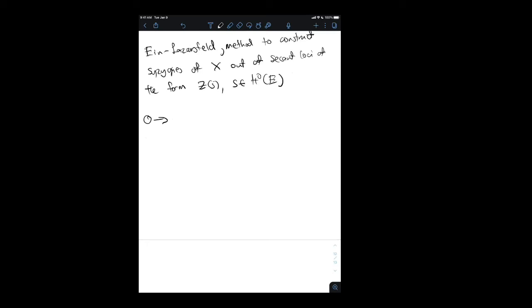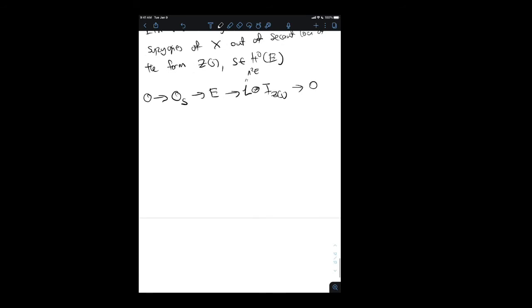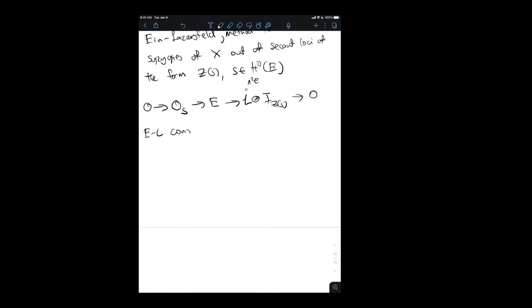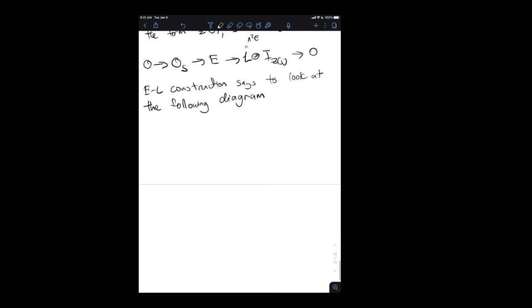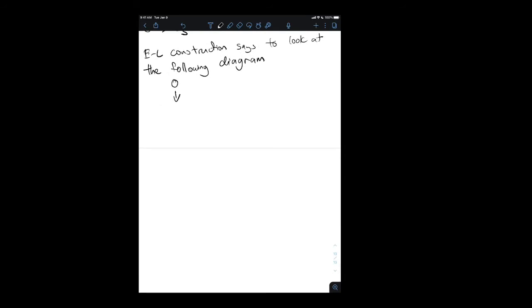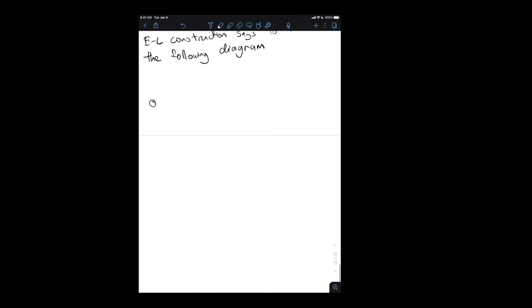Okay, so let's take a section of this rank 2 Lazarsfeld-Mukai bundle. Then by the Koszul complex, since the determinant of E is L, we get a complex like this. And then the Ein-Lazarsfeld approach says to look at the following diagram. Okay, so let's look at some diagrams.